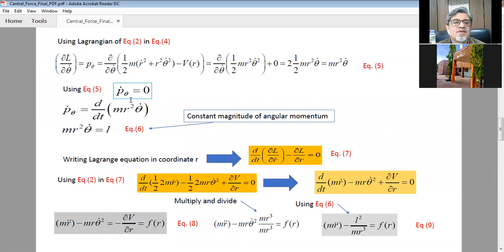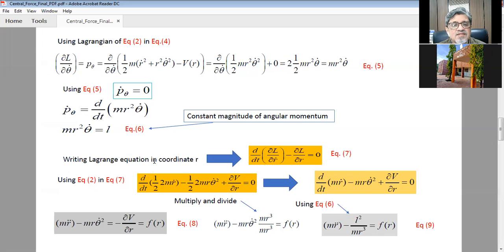Now using equation number 5, p theta dot is equal to 0. So p theta dot is equal to d by dt of m r square theta dot, which is equal to 0, since the differentiation is 0. This means p theta is a constant quantity, and this constant quantity m r square theta dot is equal to small l. So this is the constant magnitude of angular momentum, represented as small l. This is equation number 6. We'll be using equation 6 frequently in this discussion as well as in future discussions.